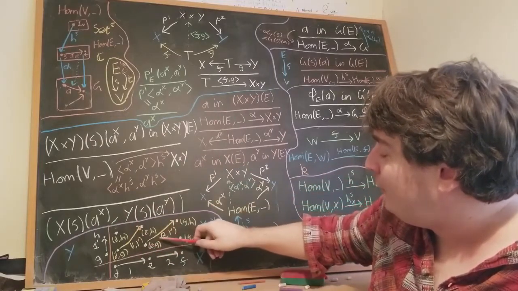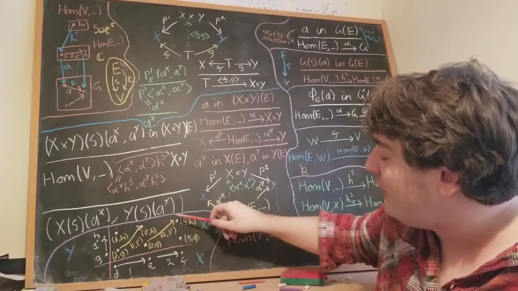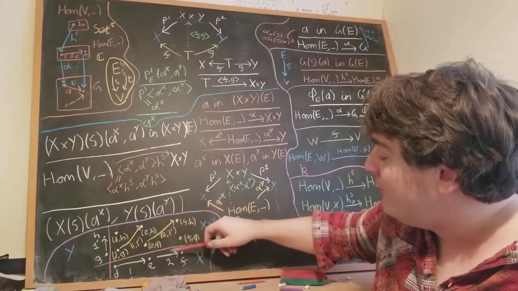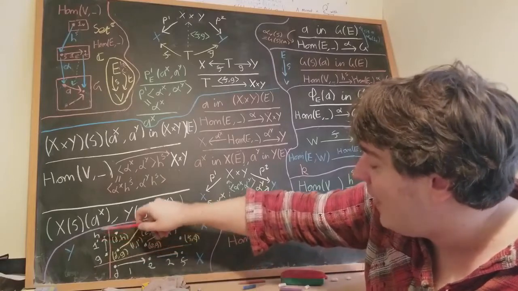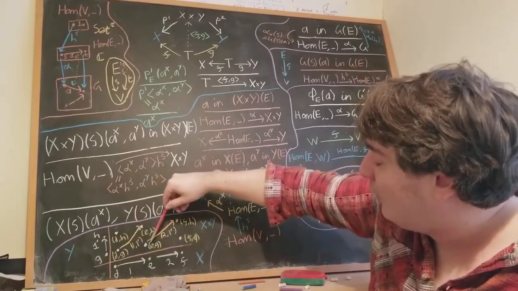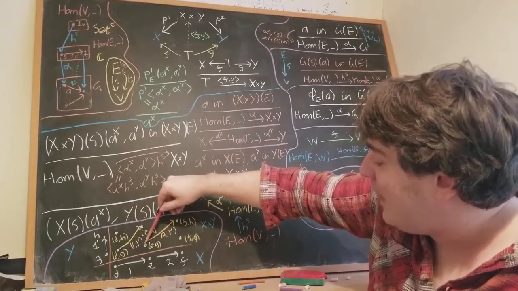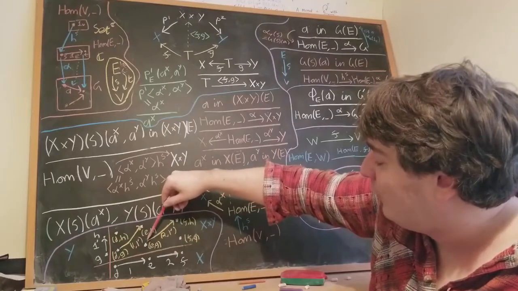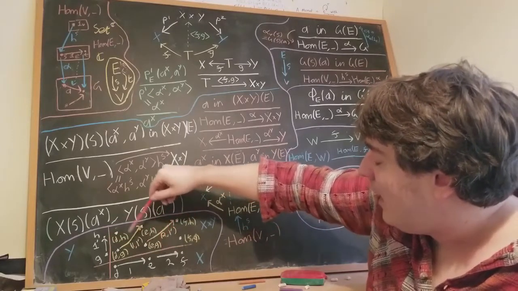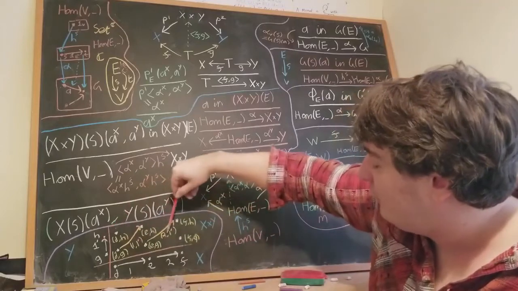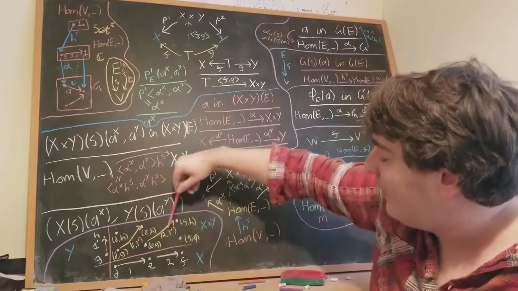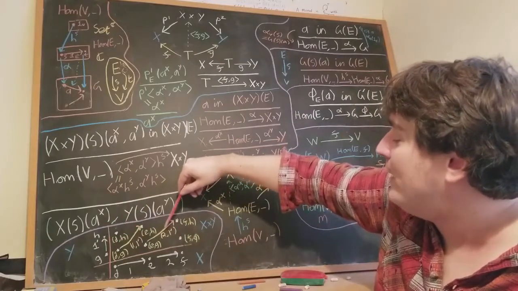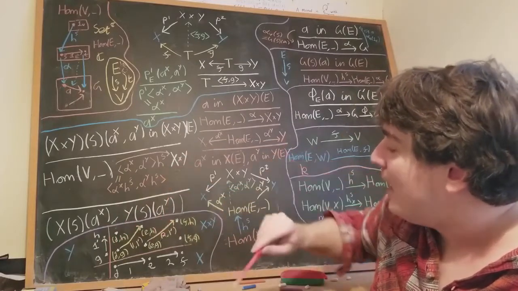for example, this 2, 1 dash is the product of this edge 2 of x and this edge 1 dash of y, and its source is the pair of the sources of 2 and 1 dash, because the source of 2 is e and the source of 1 dash is g, so the source of 2, 1 dash is g, e.